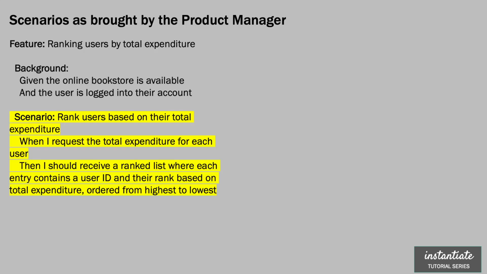So picking up from the previous video, when we started to get more complex about the expenditures users were making, we're going to get a little bit more detailed here and rank the users based on their total expenditure. When I request a total expenditure for each user, then I should receive a ranked list where each entry contains a user ID and their rank based on total expenditure from highest to lowest. You can see that this may be important for an analytics feature.